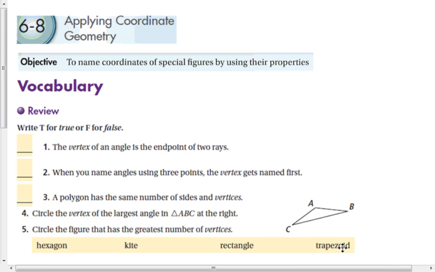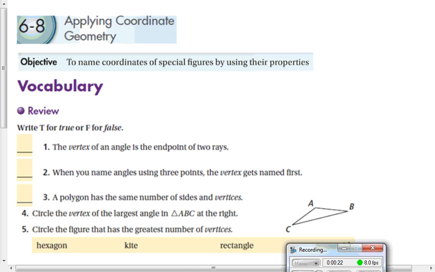Hey students, this is lesson 6-8. In this lesson, we're going to learn how to name coordinates of special figures by using their properties. And this is a prelude to how we're going to do coordinate proofs. So you kind of have to learn how to name these. Go ahead and do the review, and I'll check back with you.